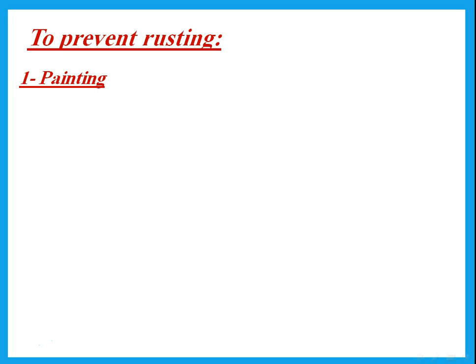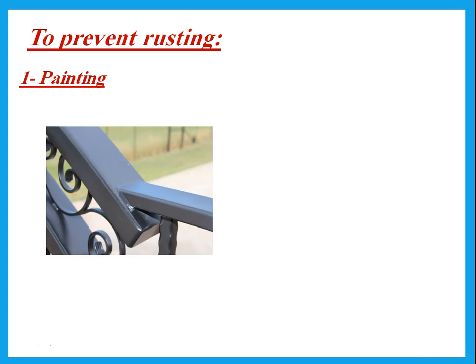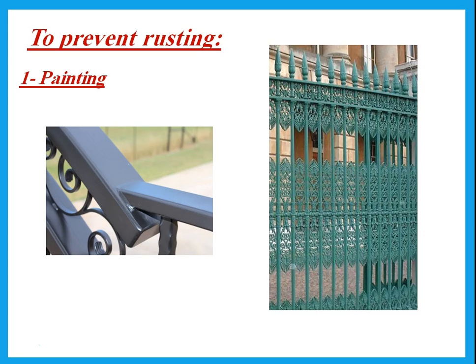Okay, so what do we do to prevent rusting? I don't want my iron objects to rust. So what should I do? The first thing that we normally do, or the easiest thing that we normally do, is painting. So if I have railings, these are railings, the ones that we hold on when we go down the stairs, or gates, iron gates, or windows, the normal thing that we do is paint.